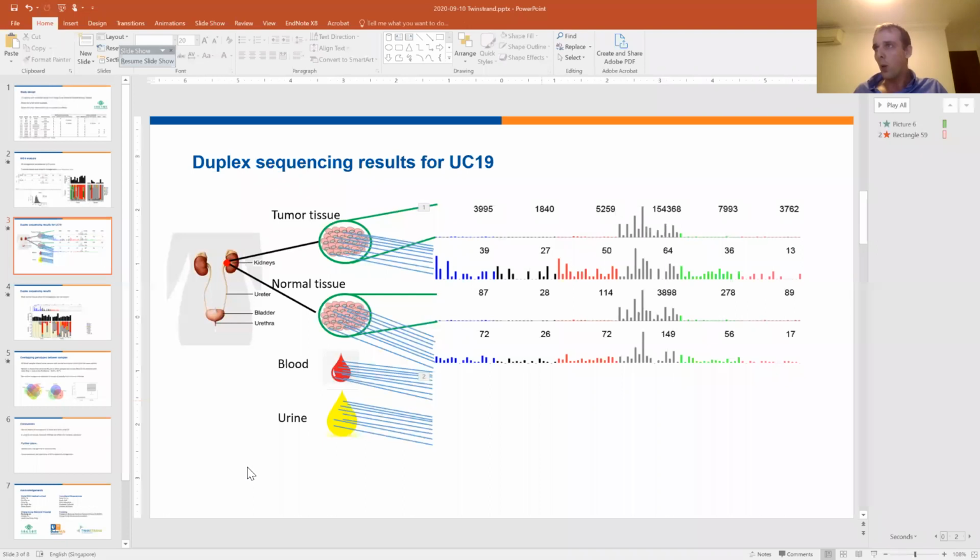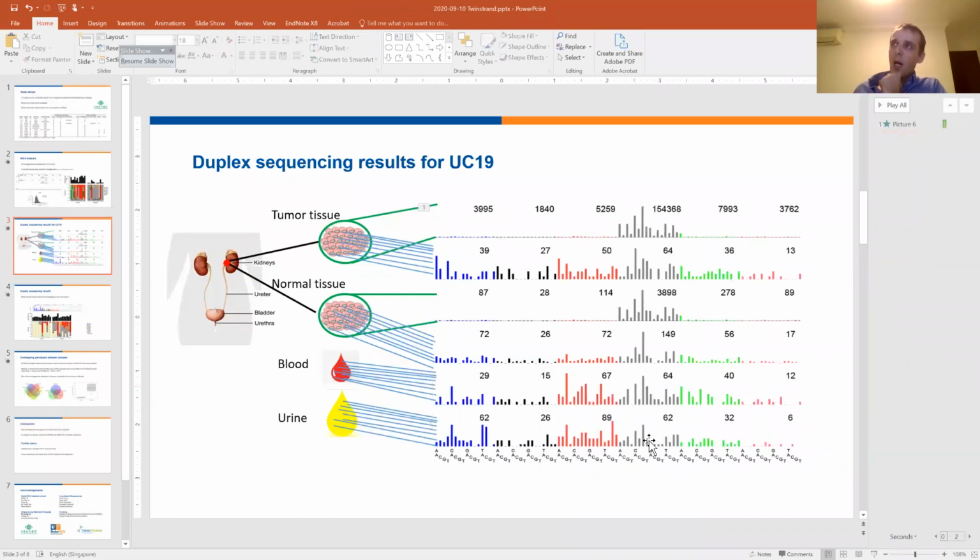More importantly, when we look at the blood and the urine, we see quite clear ursolic acid associated mutagenesis in both the blood and the urine, right? So the ursolic acid mutations here are those T>A mutations with this main peak of CTG to CAG.